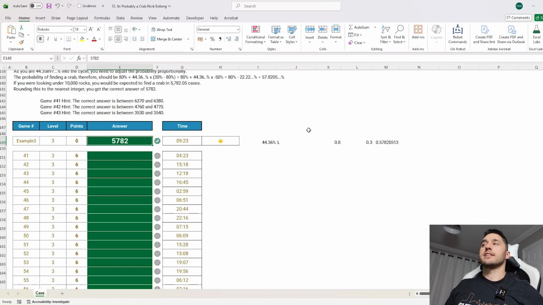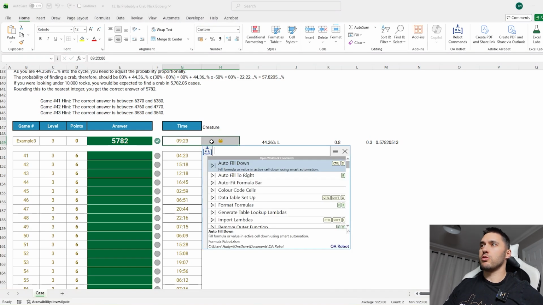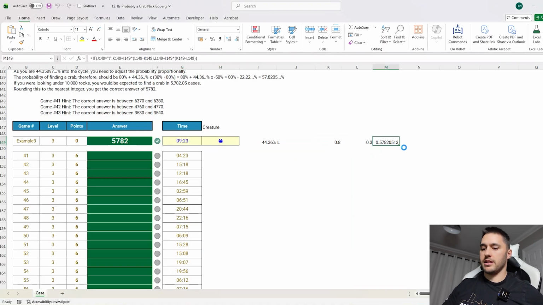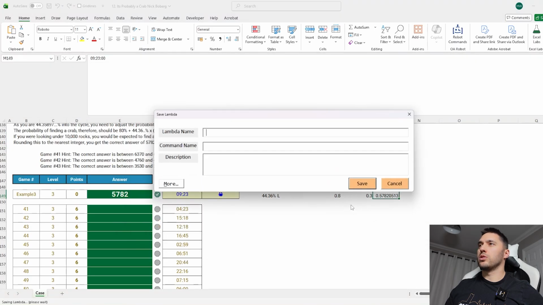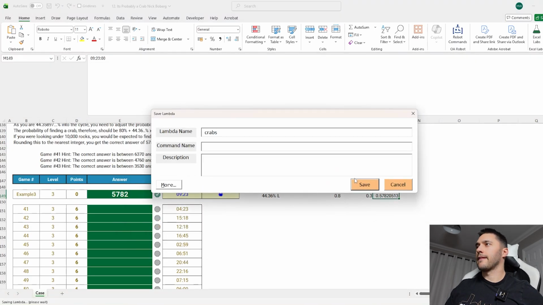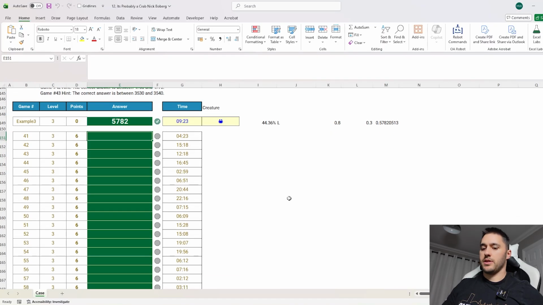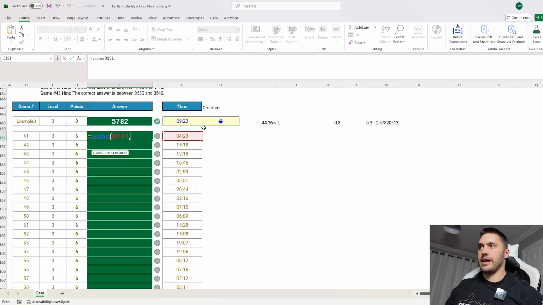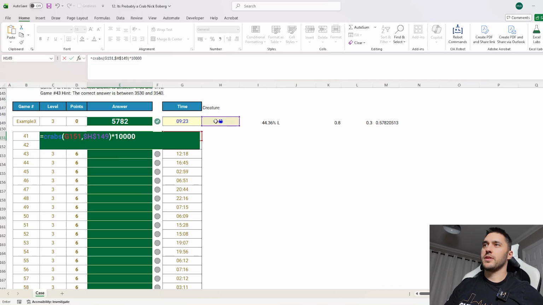We times by 10,000 again to get the answer, but I'm not going to do that. I just want to turn it into a lambda so I can always find the probability for any given time and any given creature. So let's call that creature, label these as input cells in robot, and then let's make this a lambda. And let's call it crabs. And then I can just say equals crabs this time and this creature, and we'll lock that. And we want to times it by 10,000, and we want to round it.